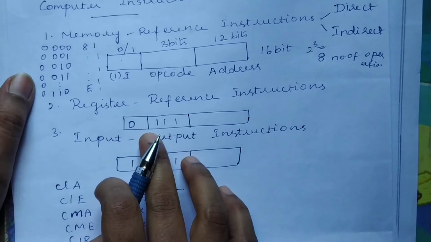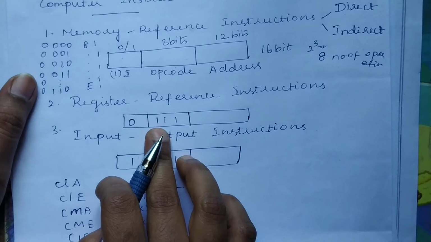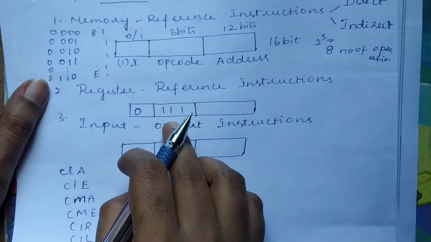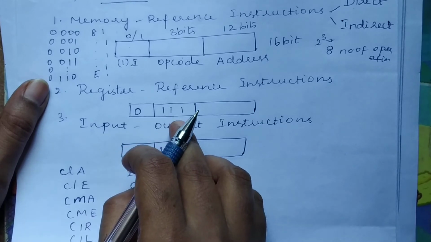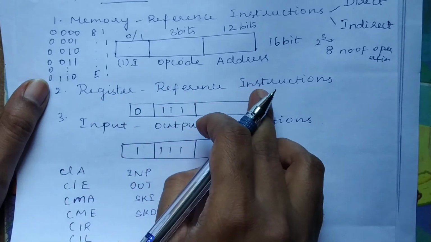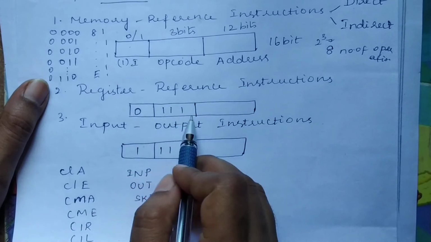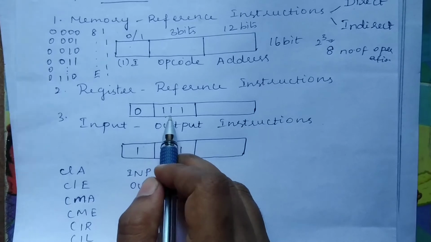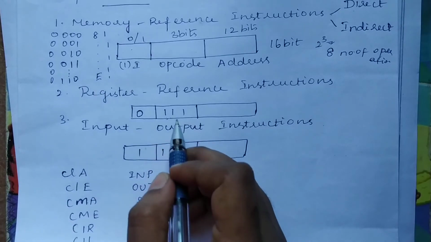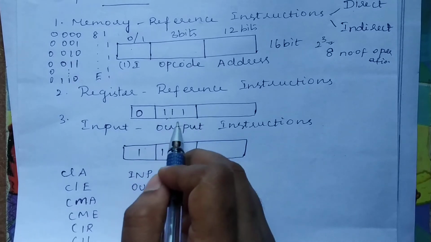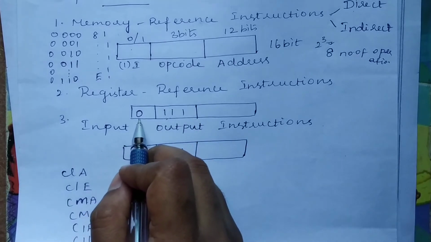Next one is register reference. In this register reference instruction, we are not going to contact the memory while executing the instruction. We are going to fetch the operand only from the register, so that is how it got the name register reference instruction. Here we have the opcode field which remains constant for all the instructions, so this opcode value is the same for all the register reference instructions. It remains constant. And what could be the I value?